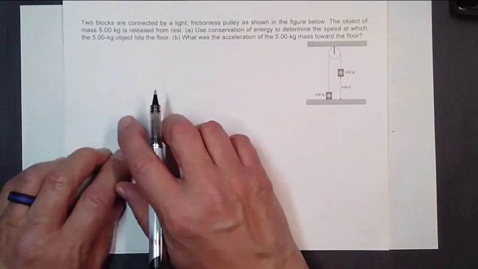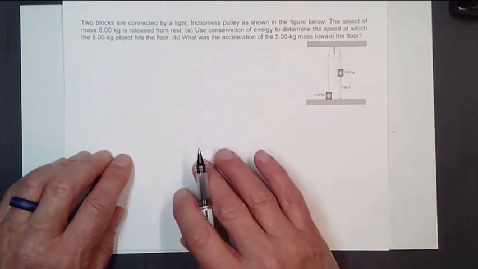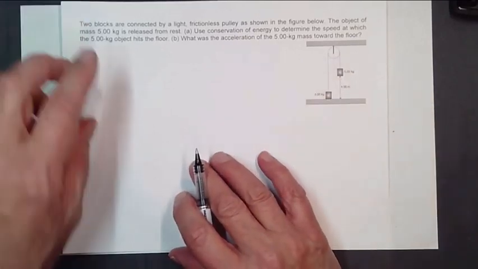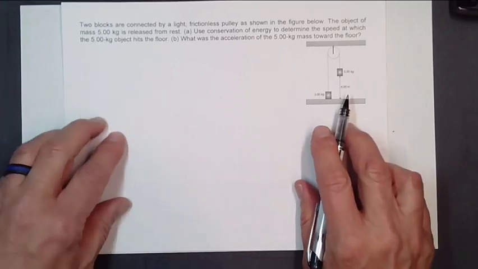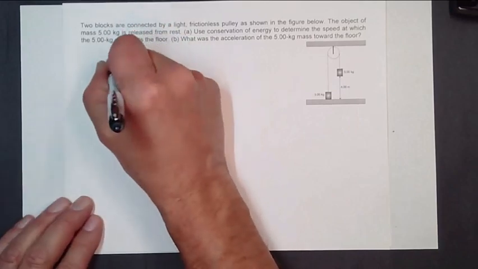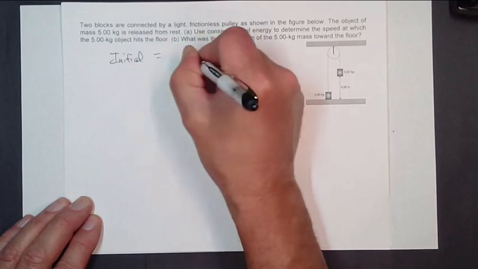Okay, and then what was the acceleration of the 5 kilogram mass towards the floor? We're going to do this without going through the Newton's law derivation that you'll be doing for your lab. So we'll have initial equal to final.